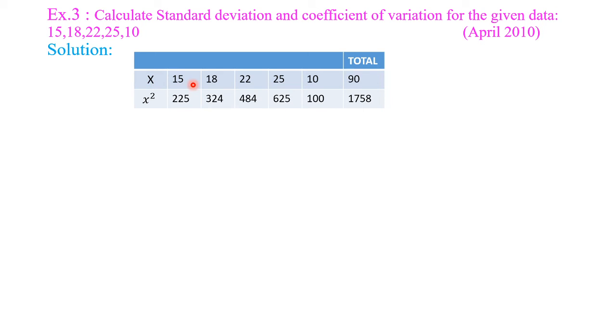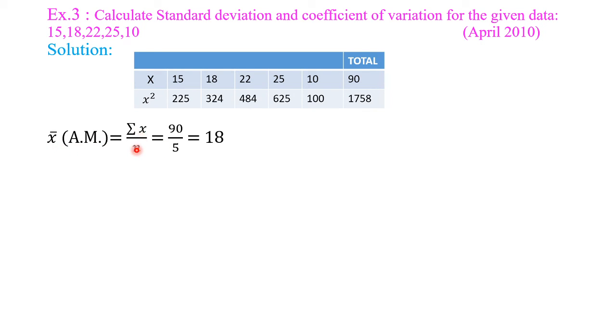So x is equal to 15, 18, 22, 25, 10 and summation of x is equal to 90. Then we get x square, the square of each observation. 15 square is 225, 18 square is 324, 22 square is 484, 25 square is 625 and 10 square is 100. So we get summation of x square is equal to 1758.